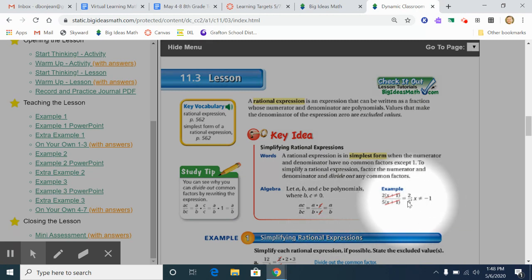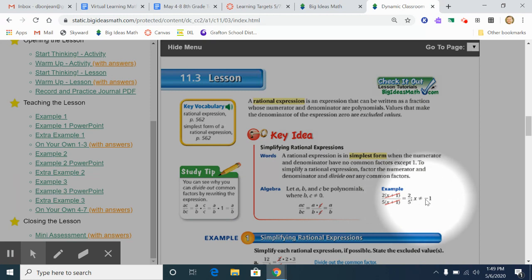Now here, they give us an actual example with numbers included. All right, on the top, we have 2 times x plus 1, and on the bottom, we have 5 times x plus 1. These are already factored for us, okay? Tomorrow's lesson, part 2, we'll have to factor as well, so it gets harder. All right, but what they're showing us is we have x plus 1 on the top and on the bottom. We can cancel those out and be left with just 2 over 5.